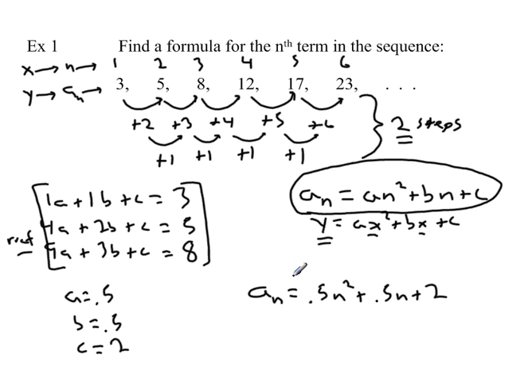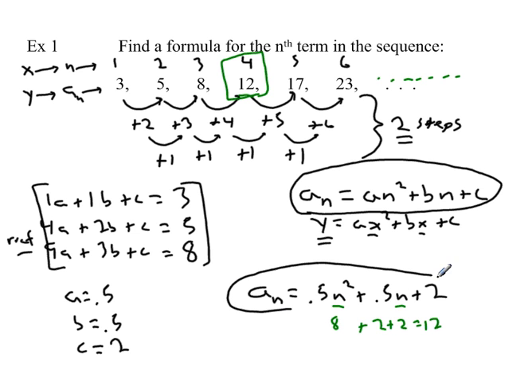And we can test this here. I'm just going to pick some random value. Let's pick this one. If we plug 4 in place of n, 4 squared is 16, times 0.5 is 8. Plugging 4 in again, 0.5 times 4 is 2. Then another 2, this adds up to 12, which is what we expect. So now to find any term in this sequence, we can plug the term number in place of n, and the value we get will be the value of that term in the sequence.